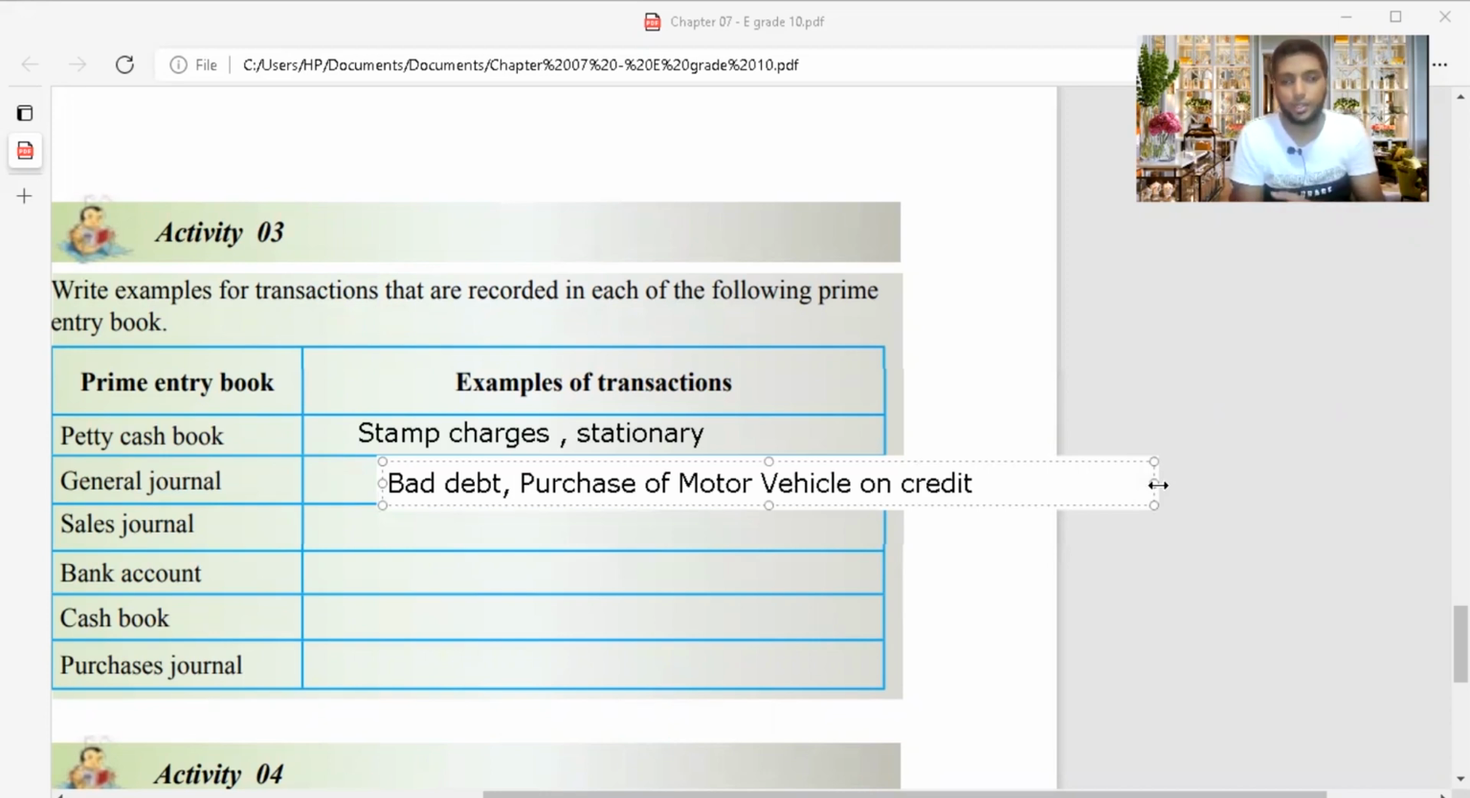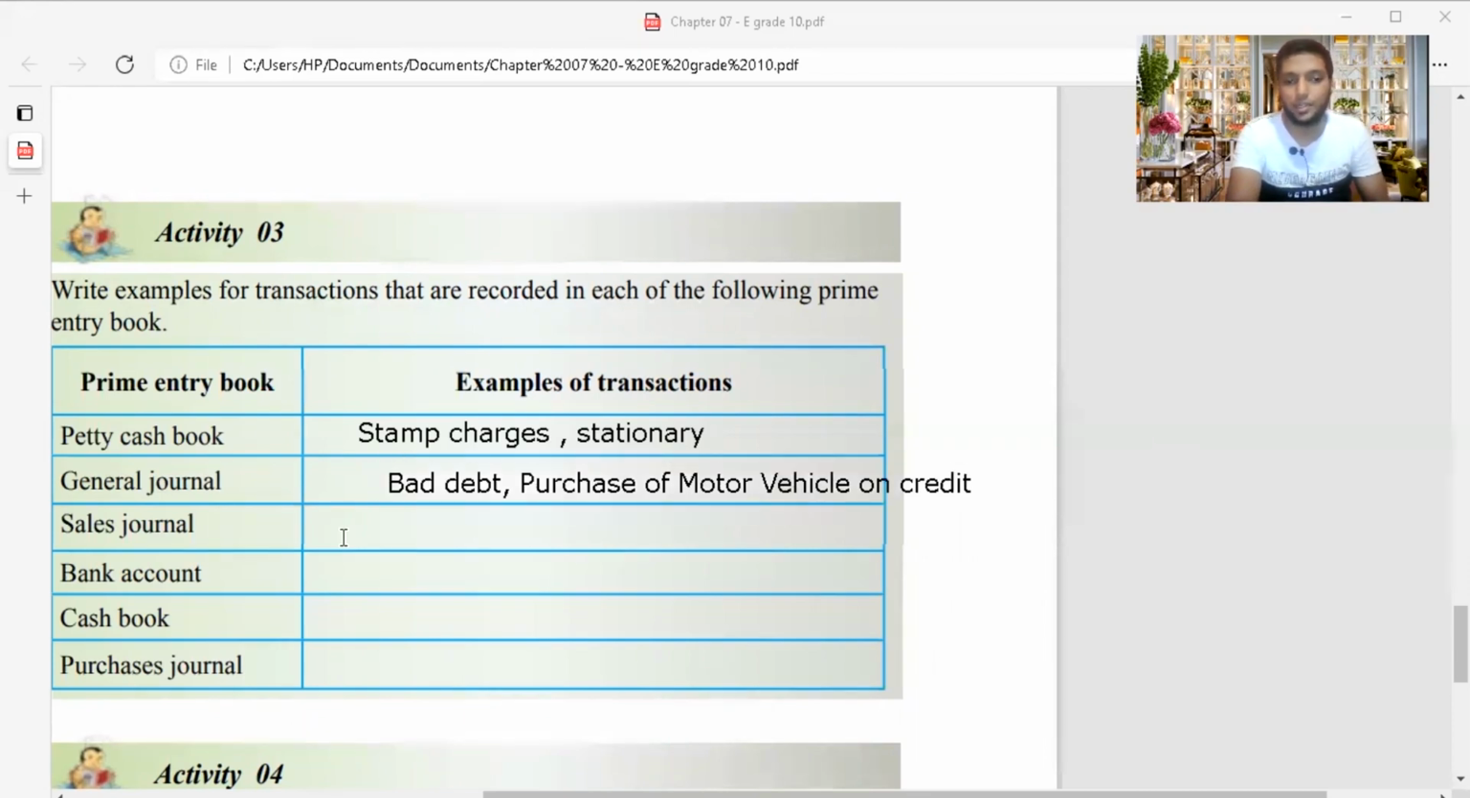Now you need to understand one thing, guys. The purchase journal will record only the goods transactions which are purchased on credit. The transaction of a motor vehicle which is purchased on credit cannot be a part of the purchase journal. So the purchase journal is recording only the goods which are purchased on credit. So the general journal is recording everything other than what you can record in these few books. Then we have the next part, the sales journal.